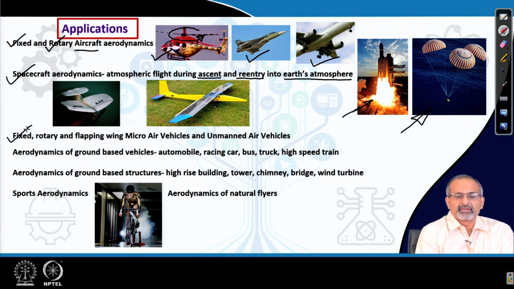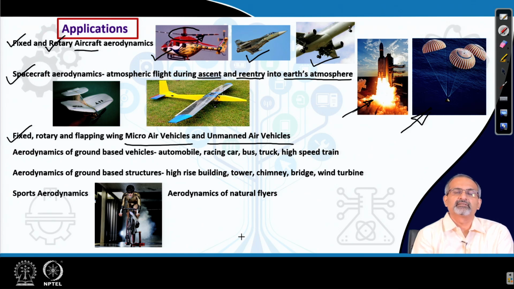You can think about fixed, rotary and flapping wing micro air vehicles, which are vehicles of very small size, and unmanned air vehicles for different purposes, starting from defense applications to reconnaissance and so on. So, as you can see, this is a very small flying vehicle, handheld. This would typically qualify as a micro air vehicle. The other one could qualify as an unmanned air vehicle, or in brief UAV, and the micro air vehicle in brief MAV.